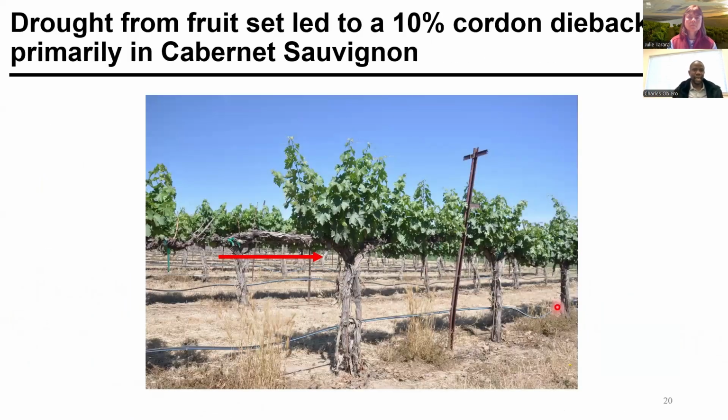Something that I noticed was that the Cabernet Sauvignon vines that had gone through drought from fruit set had cordon dieback. I took data on this, and about 10% of the cordon was drying, from the edge of the cordon moving toward the middle. We are yet to find out why this is so, and it was mostly in the Cabernet Sauvignon, where all the leaves stayed even during drought. We don't know whether it was because of less carbon, less starch stored for the regrowth of these shoots.